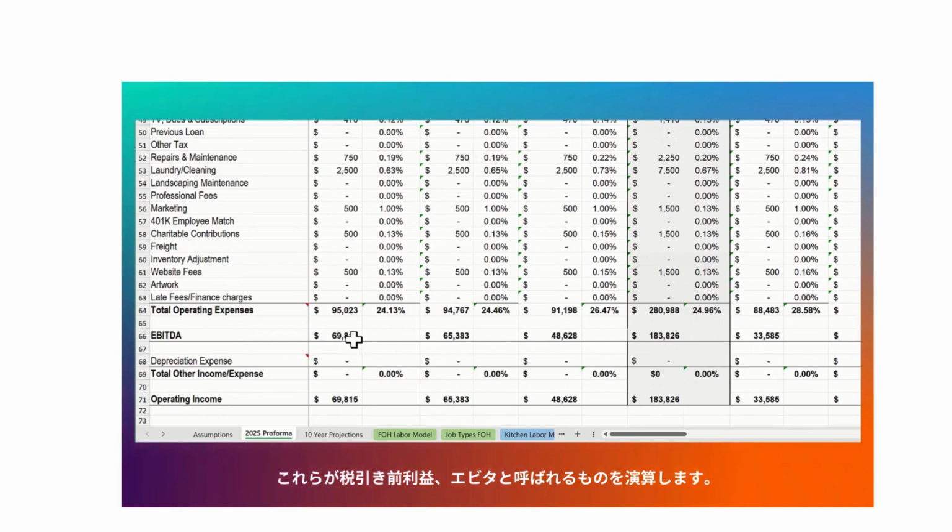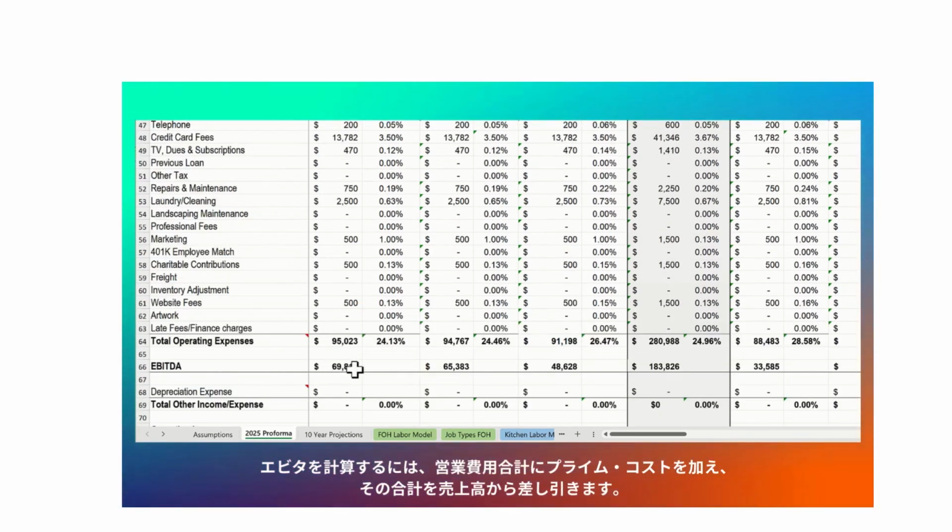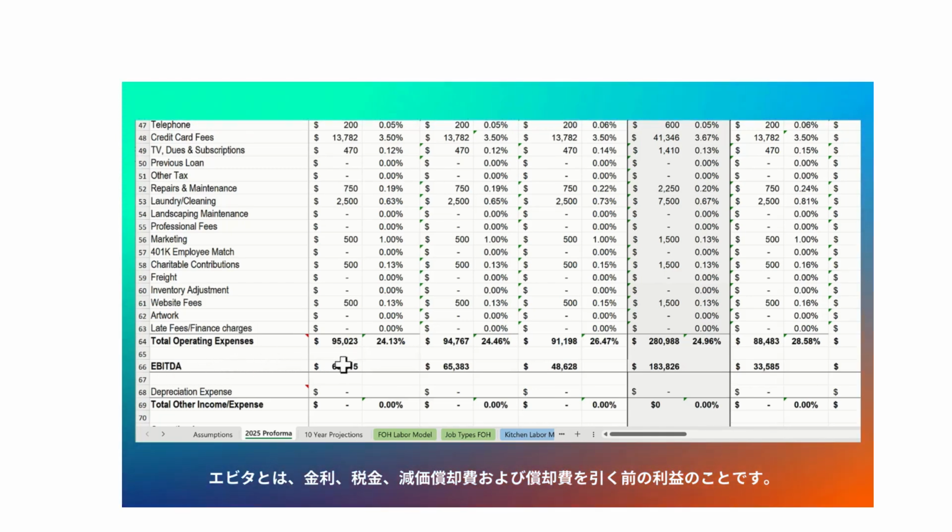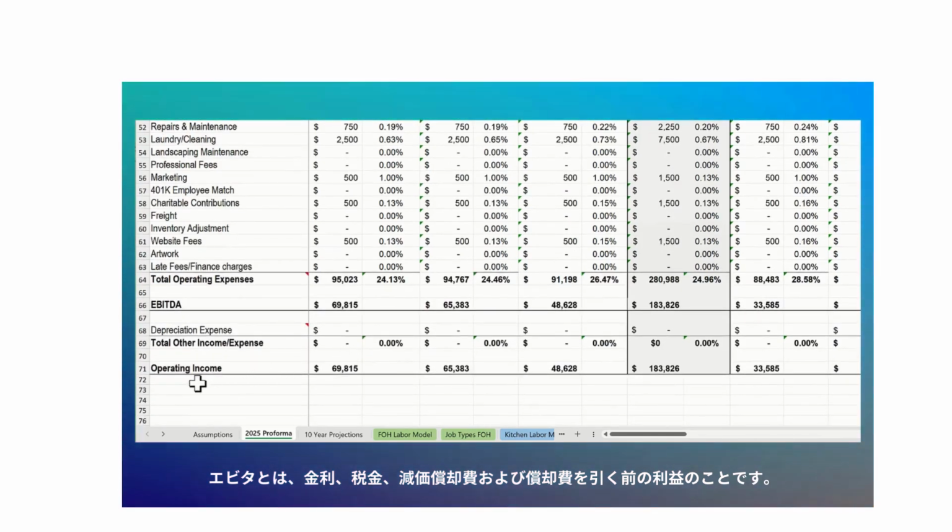And this produces what we call an EBITDA. And basically what EBITDA means is this is your profit based off of your prime cost plus your total operating expenses. And then we subtract that total from your revenue. EBITDA is a profit before interest, taxes, depreciation, and amortization. And then that generates an operating income of about $69,000.